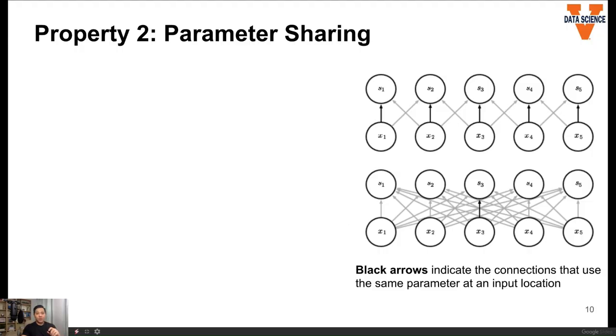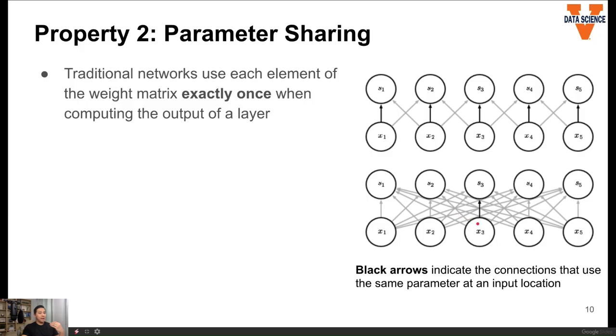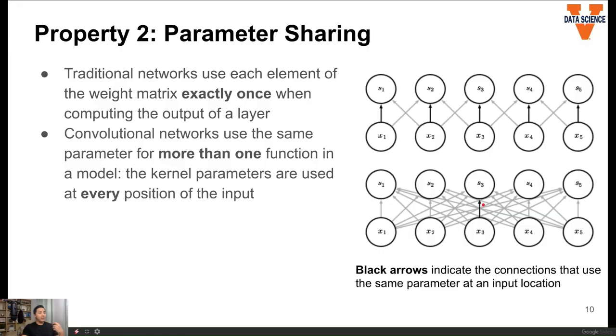Now, the second property of convolutional neural nets is parameter sharing. And it's a really nice property. Traditional networks utilize each weight in the matrix exactly once when computing the output, shown by this single black arrow here. Now, for convolutional neural nets, each weight is used more than once. In fact, for every output, it utilizes a weight from every single input location. All of these arrows just mean the parameters in the kernel, right? And we know the kernel is applied at every single input location.